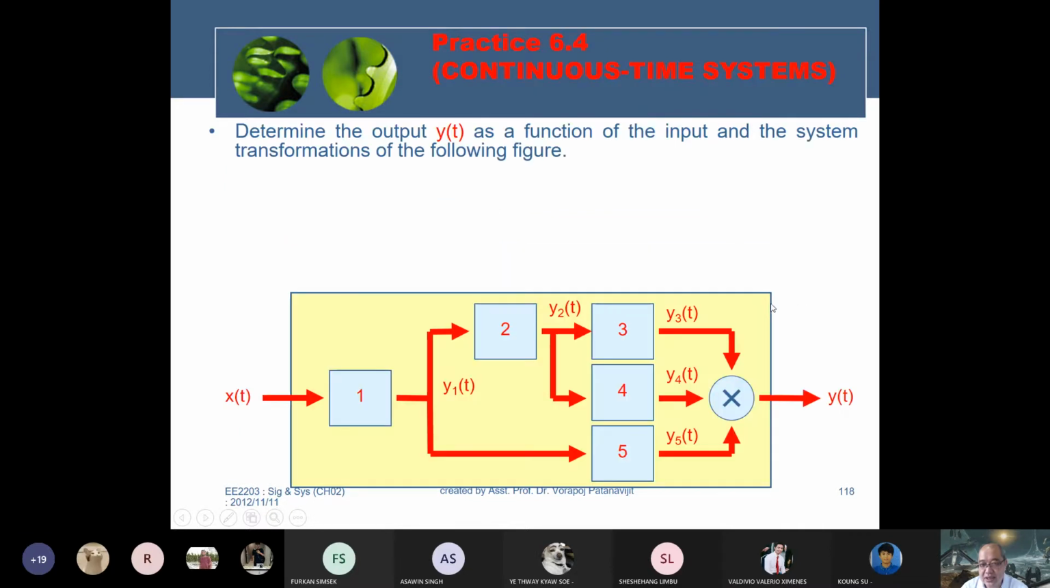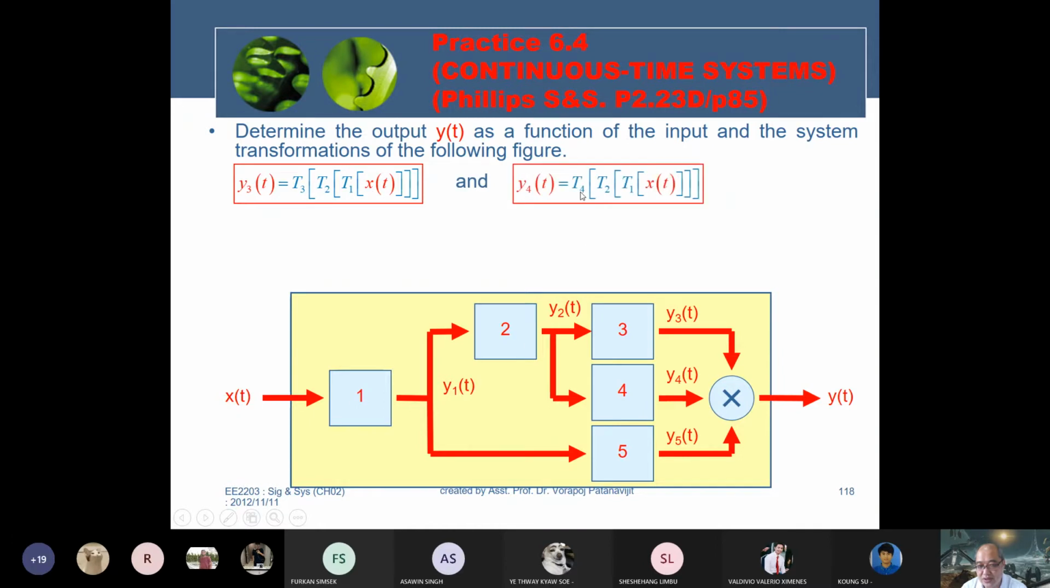Next is another block diagram. Determine the output y[n] as a function of the input and the system transformations of the following figure. Y will be the product of y3, y4, and y5. Therefore, you must determine y3, y4, and y5 in terms of x, the same as the previous one. y3 will be the transform of T3, T2, and T1 of the input x[n]. y4 will be the transformation of T4, T2, and T1.